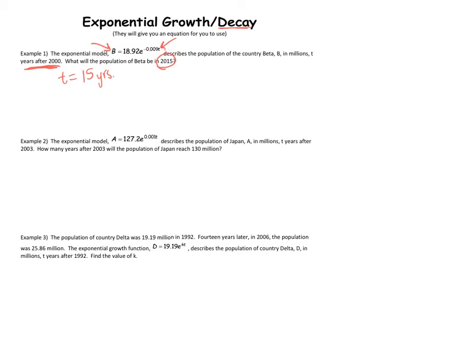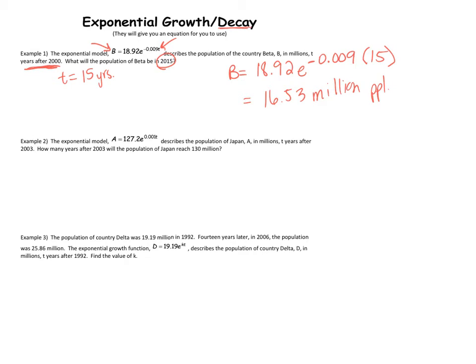So what that means is that I must be looking for b, because that's the only variable that I have remaining. So I'm going to plug that 15 into my formula here. And again, this is just typing straight into the calculator, and I should get roughly 16.53 million people. All right. So again, making sure that I can type that in and get the correct answer there. Okay, let's look at example 2.